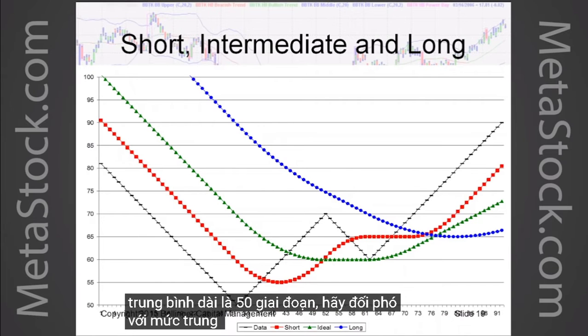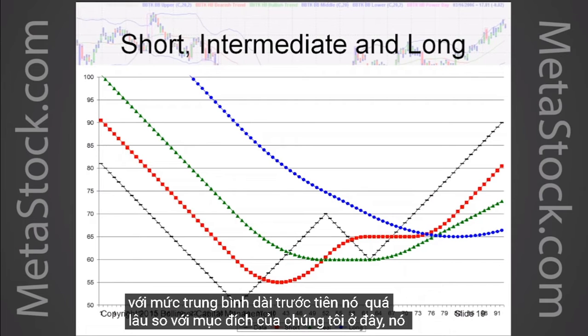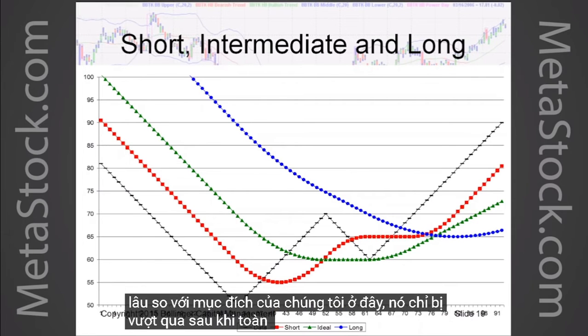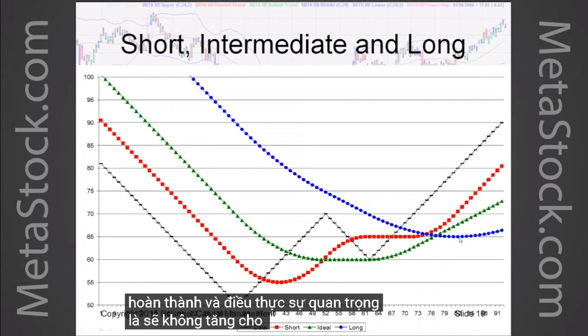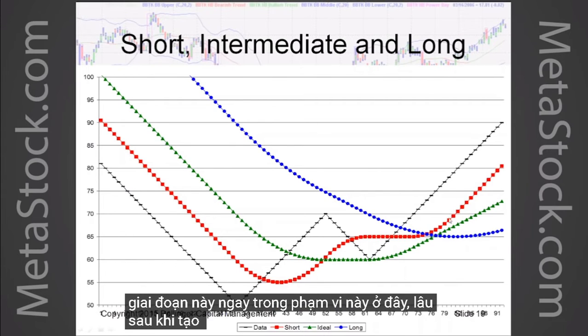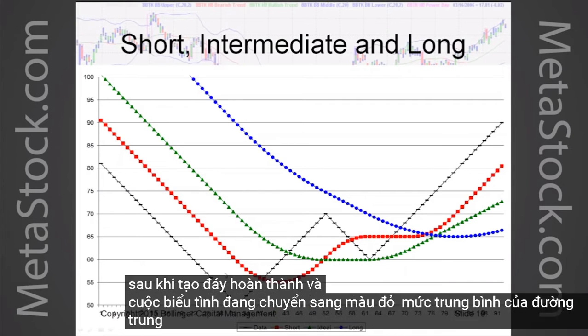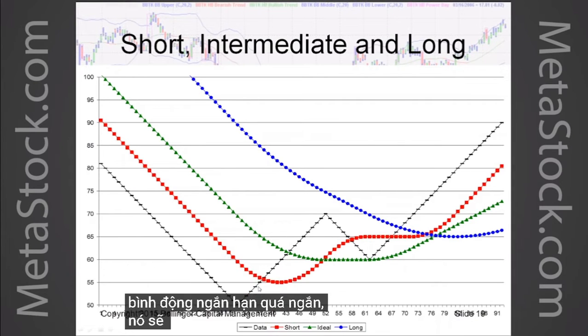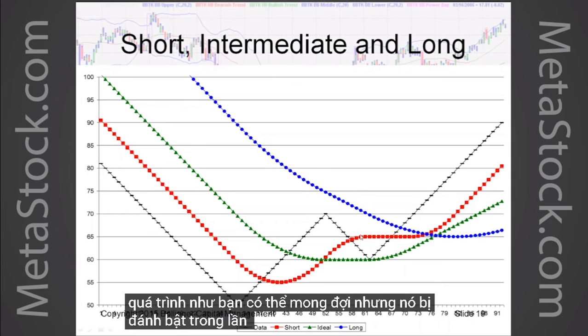Let's deal with the long average first. It's way too long for our purposes here. It gets crossed only after the entire bottom is completed, and what's really important is it doesn't turn up until this period right in this range here, long after the bottom is completed and the rally is going. The red average, or the short-term moving average, is too short. It gets crossed nicely early on in the process, as you might expect, but it gets whipsawed on the first pullback.